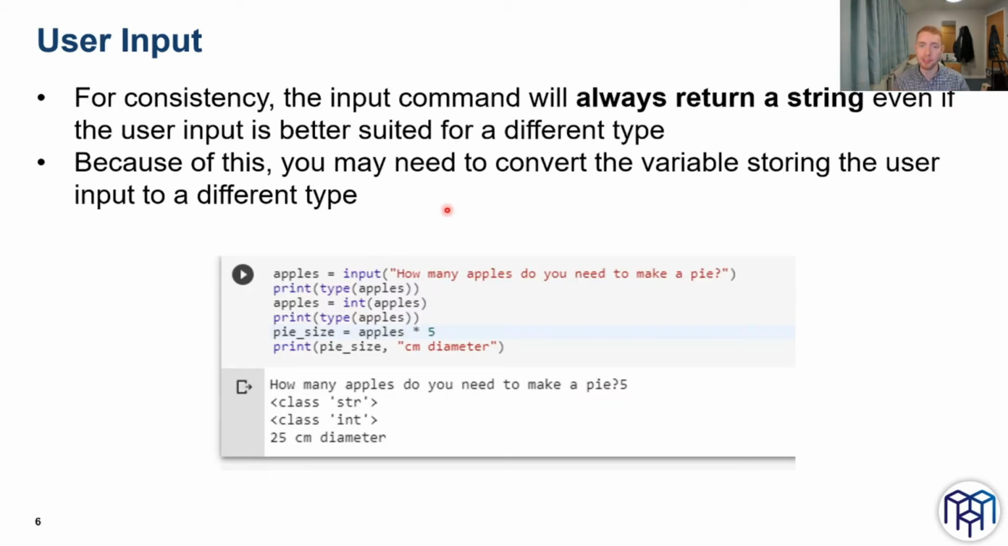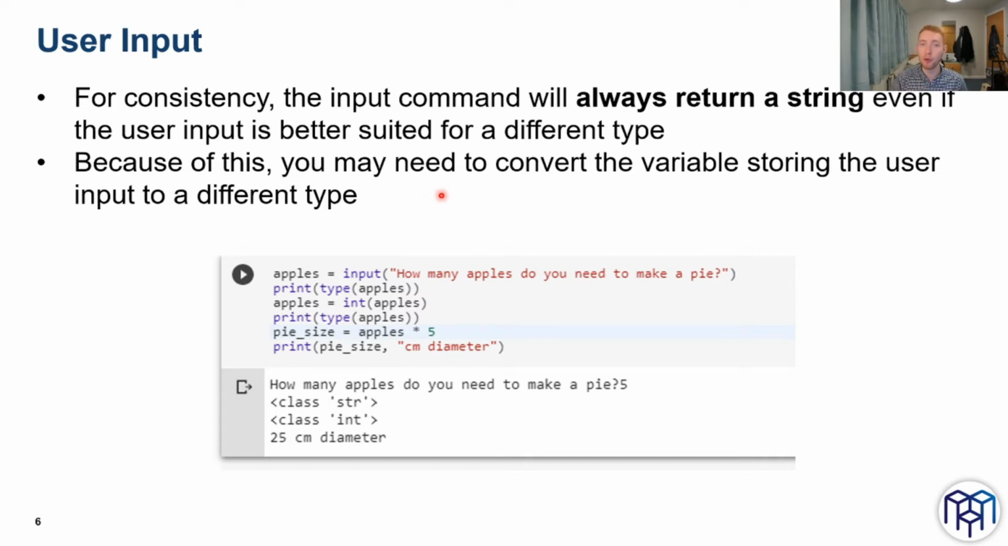Now, for consistency, the input command always returns a string. So no matter what the user types in, whether they type in some text or a number, it's always going to return a string. And so this is good for consistency. We can guarantee what value we're going to get back, but it does mean that we might have to do some processing to make sure that our returned value is in the correct type. And so to do this, we can use one of the converting functions like int, float, or something like that to convert the inputted value into a new type.